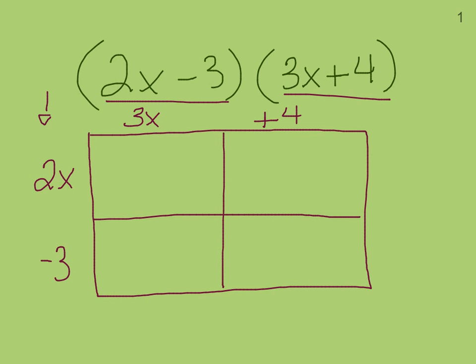And then in each box is going to be whatever the two things that make up that box get multiplied together. So for this first box, we're going to go 2x times 3x, and 2 times 3 is 6, x times x is x squared. For this next box, we're going to do the 2x again times the positive 4, and 2x times 4 would just be 8x. For the box down at the bottom here, we're going to be doing negative 3 times 3x, negative 3 times 3 is negative 9, and then x. And for the last box down here, we're going to do the negative 3 times the 4. And that would give us negative 12.